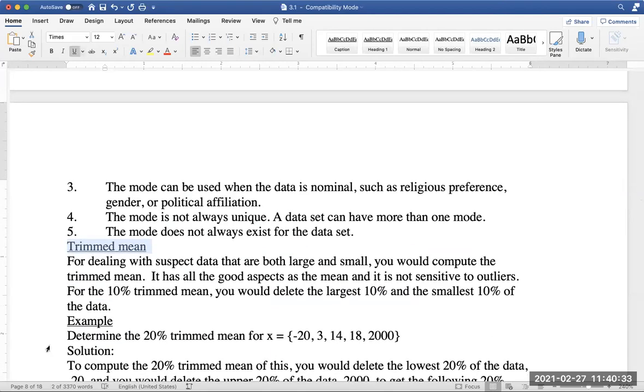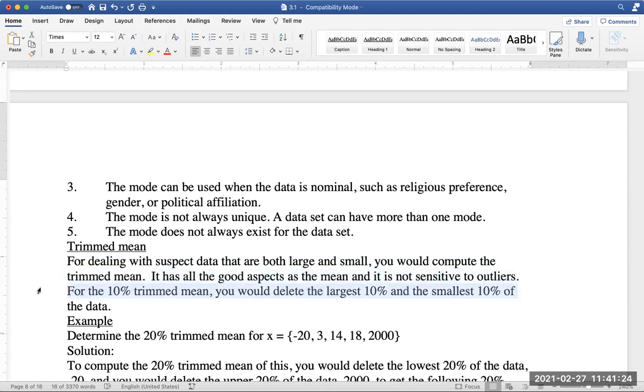So the trimmed mean. Now, how do we retain all the good properties of the mean, but get rid of the bad properties, like sensitivity to outliers? Well, we can do the trimmed mean. If you suspect that your data is in error for both large and small values, then what you should do is trim your mean. It has all the good aspects of the mean and it is not sensitive to outliers. Since you've thrown away the outliers, it's not sensitive to them.